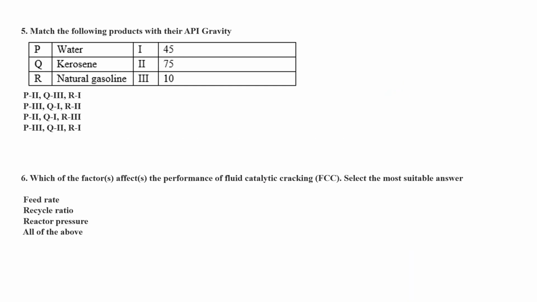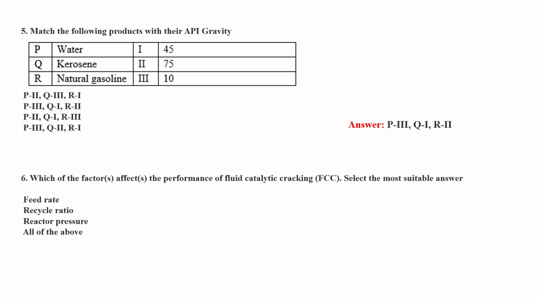Coming on to the fifth question: match the following products with their API gravity. As in the theory part, I told water has an API gravity of 10, kerosene I guess has 45, and natural gas 75. So yes, the answer is water 10, kerosene 45, and natural gas 75.